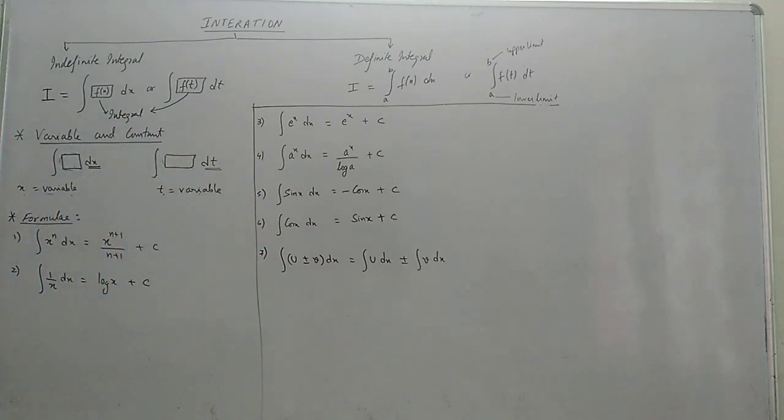Okay. Now, let's talk about a few formulas. I will discuss only those formulas which are required in physics. Integration of x to the power n dx. Like the derivative of x to the power n. Similarly, integration of x to the power n dx, the formula is equal to x to the power n plus 1 by n plus 1, plus c. What is this c? c is any constant whose value we don't know.